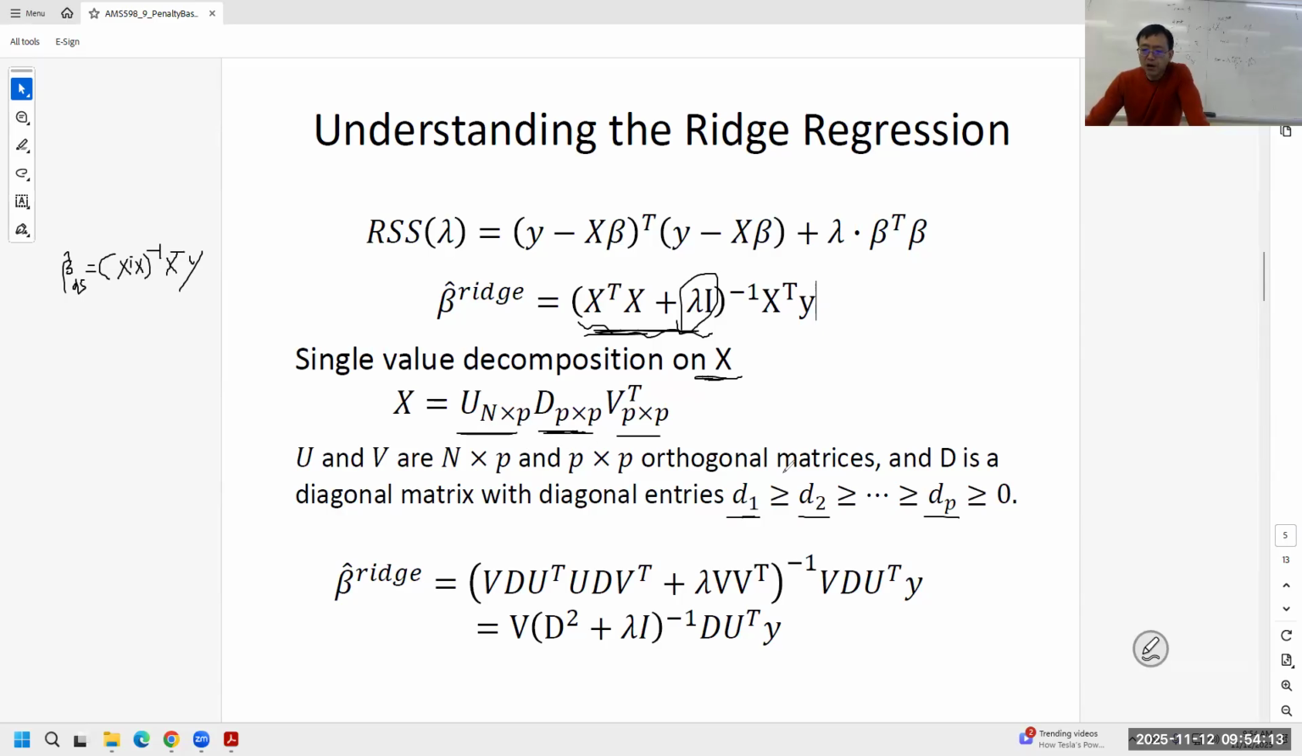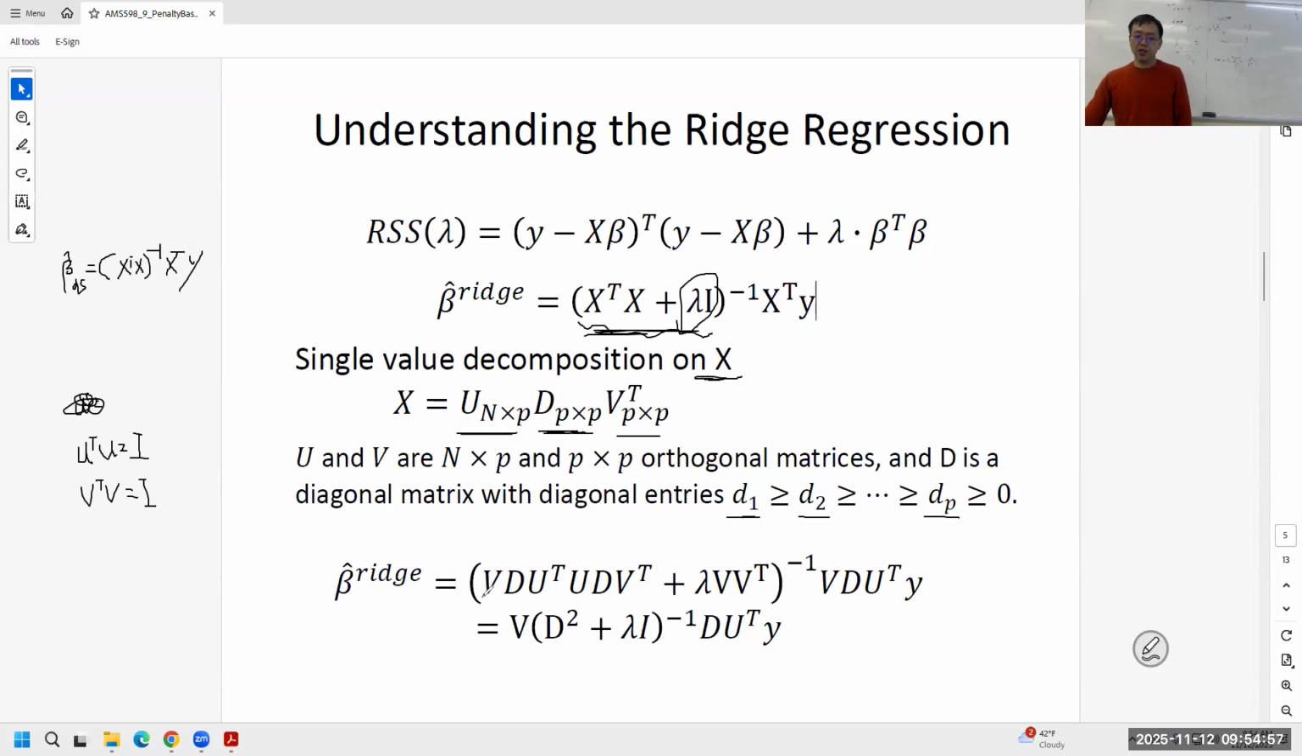When U and V are orthogonal matrices, that basically means U transpose U is going to be equal to identity, right? Because it's orthogonal, U transpose U equals the identity matrix, and V transpose V is also equal to identity, right? This is the definition for an orthogonal matrix. So if you plug in the SVD, the singular value decomposition of X, into the ridge solution.